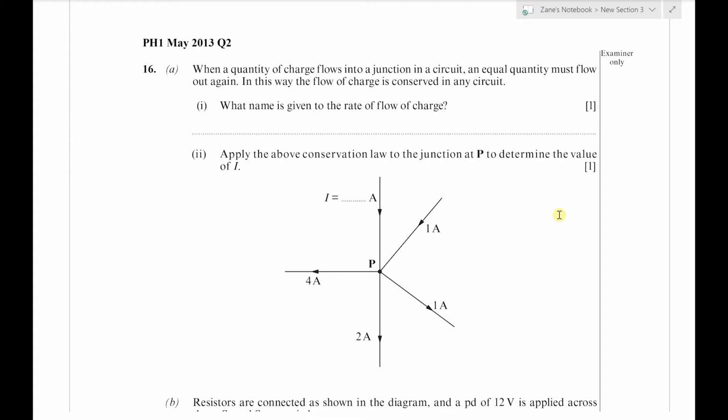Question starts by asking us that when a quantity of charge flows into a junction in a circuit, an equal quantity must flow out again. In this way, the flow of charge is conserved in any circuit. And what name do we give to the rate of flow of charge? So this is just testing that we know the definition of current, but in reverse. Usually they ask us what's the definition of current, and we would say rate of flow of charge.